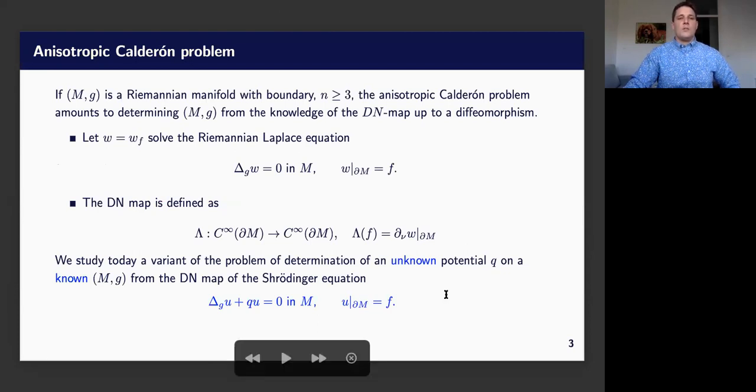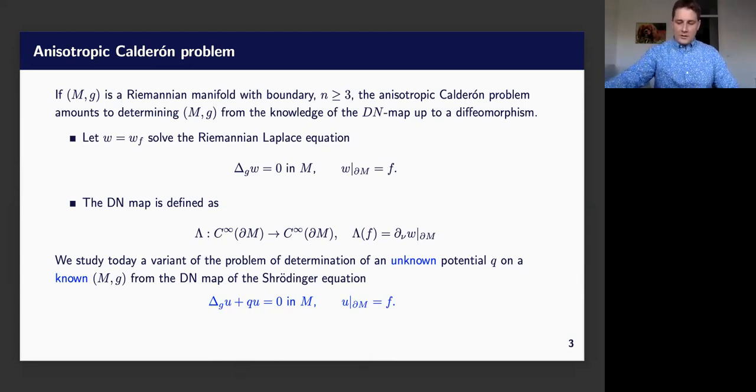I'm going to talk about our work in the setting of the anisotropic Calderón problem. In general, the anisotropic Calderón problem is the following. If (M, g) is a Riemann manifold with boundary, the anisotropic Calderón problem is to determine the manifold from the knowledge of the DN map, and the best possible recovery is up to a diffeomorphism.